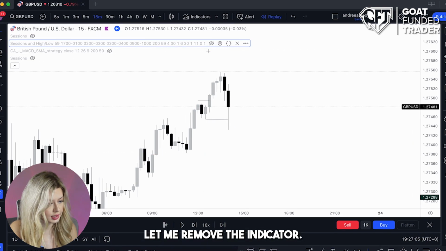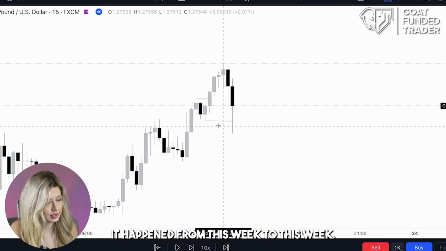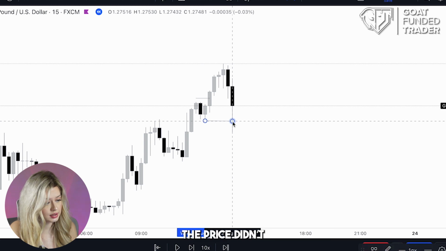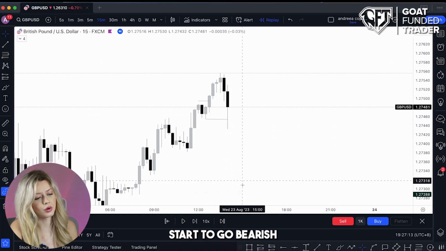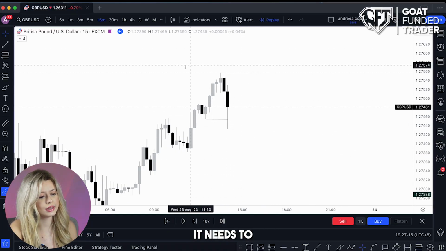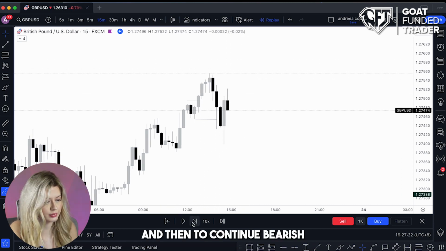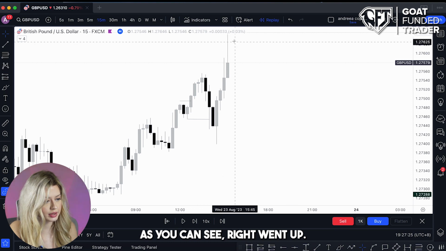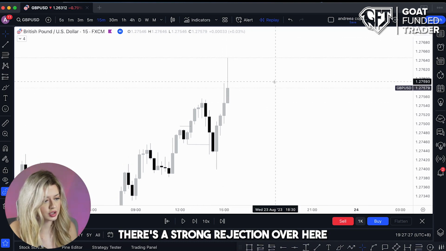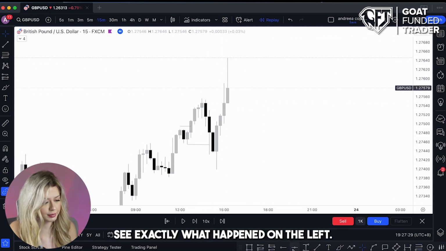let me remove the indicator. As you can see, it happened from this wick to this wick. The price didn't start to go bearish exactly from here. It needed to sweep the liquidity from this high and then continue bearish. As you can see, it went up. There's a strong rejection over here. Let's see exactly what happened on the left.